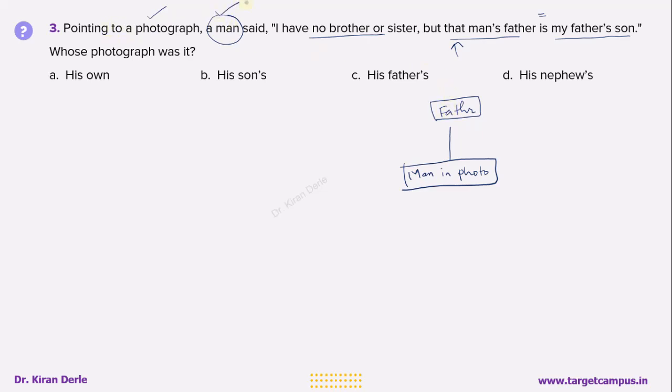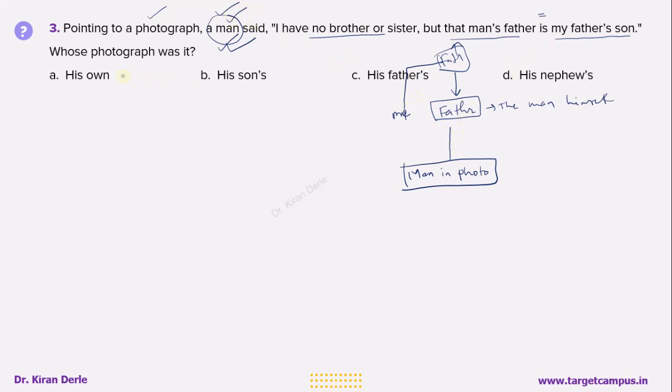"My" is whom? The man narrating the story. So this person is my father's son. Let's assume that the narrator is here. That man's father's son is equal to this person. I hope you're understanding, right? In this case, this person would be the brother of the narrator, but it is given that he has no brother or sister. This means my father's son is the man himself, who is narrating this story, because he has no brother or sister.